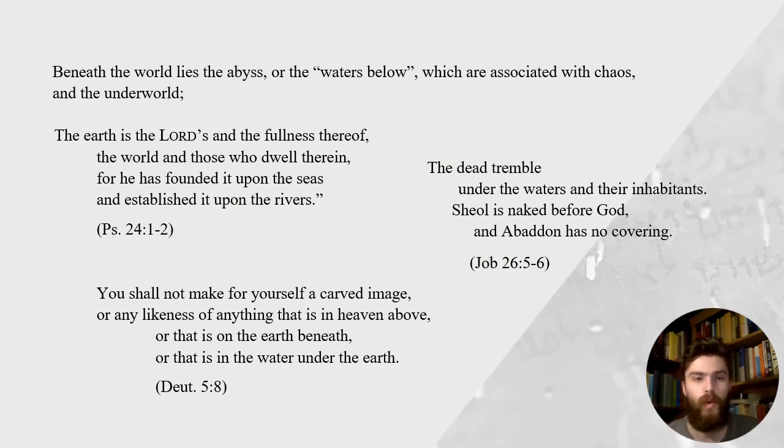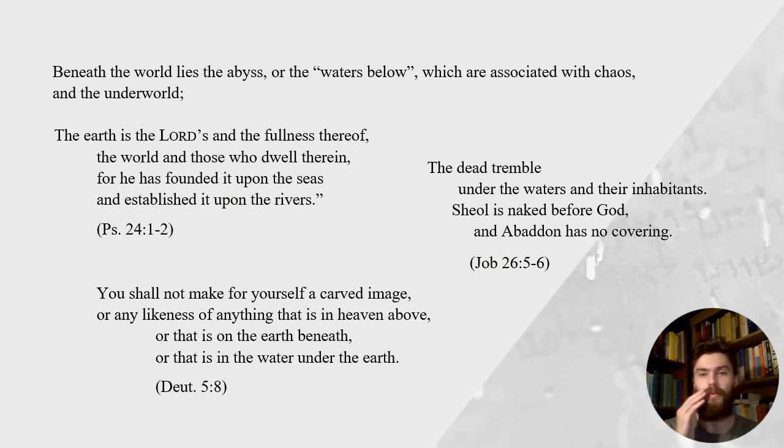So, for example, in Psalm 24, we read that the earth is the Lord's and the fullness thereof, the world and those who dwell in it. For he has founded it upon the seas and established it upon the rivers. So these seas and rivers are beneath the earth. There is also the prohibition of making a carved image or an idol in the likeness of anything that is in heaven, on the earth, or in the water beneath the earth. So there again we see the three-layered cosmos: the heavens, the earth, and the sea beneath the earth.